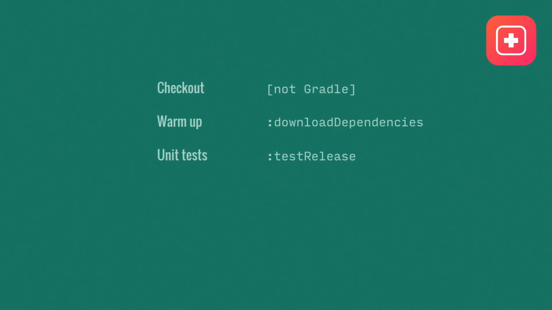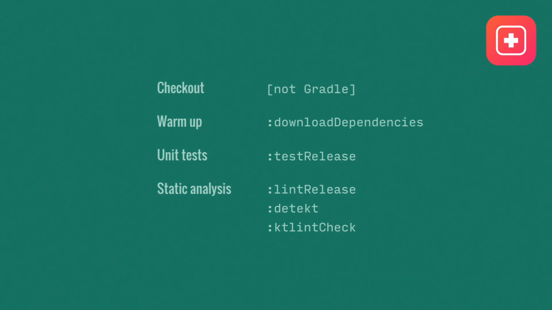Then we run the tests. We only have unit tests, so in this case, we just run test release, easy enough. And then we have static analysis. We just run all the things. Very important, we're only running tests and lint in release because there's no point in wasting time running tests and lint in debug. If debug is broken, we're going to notice when we code. And anyway, it doesn't really matter as long as production is fine.